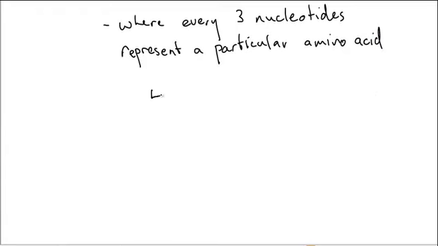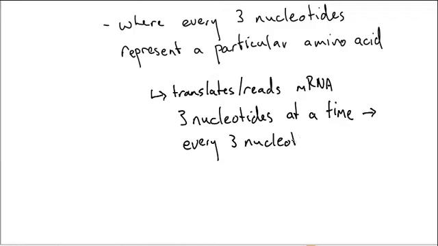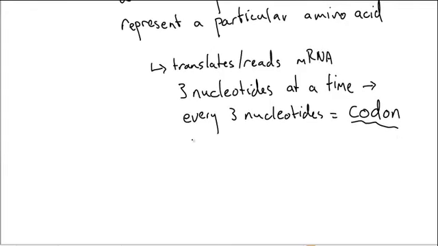So what we mean is the body translates or reads mRNA 3 nucleotides at a time, such that every 3 nucleotides equals what we call a codon. That represents an amino acid.